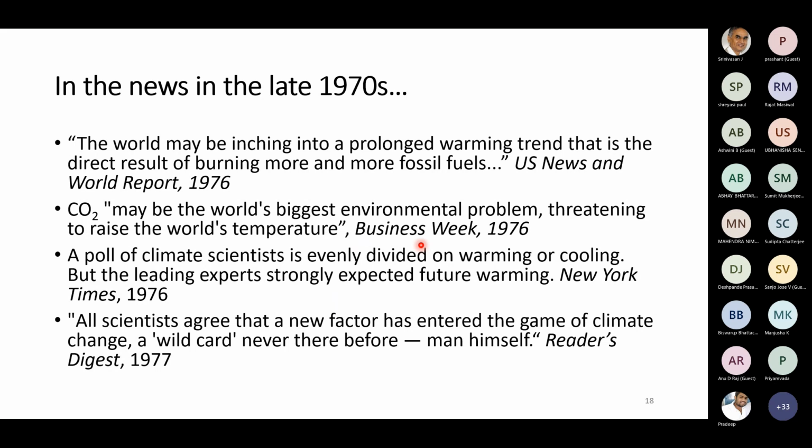So here's a quote from several newspapers at that time in the 1970s. The world may be inching into a prolonged warming trend that is the direct result of burning more and more fossil fuels. CO2 may be the world's biggest environmental problem, threatening to raise the world's temperature. A poll of climate scientists is evenly divided on warming or cooling, but the leading experts strongly expected future warming. All scientists agree that a new factor has entered a game of climate change, a wild card never there before. This was the 1970s, right? All of these reports are from the 1970s.